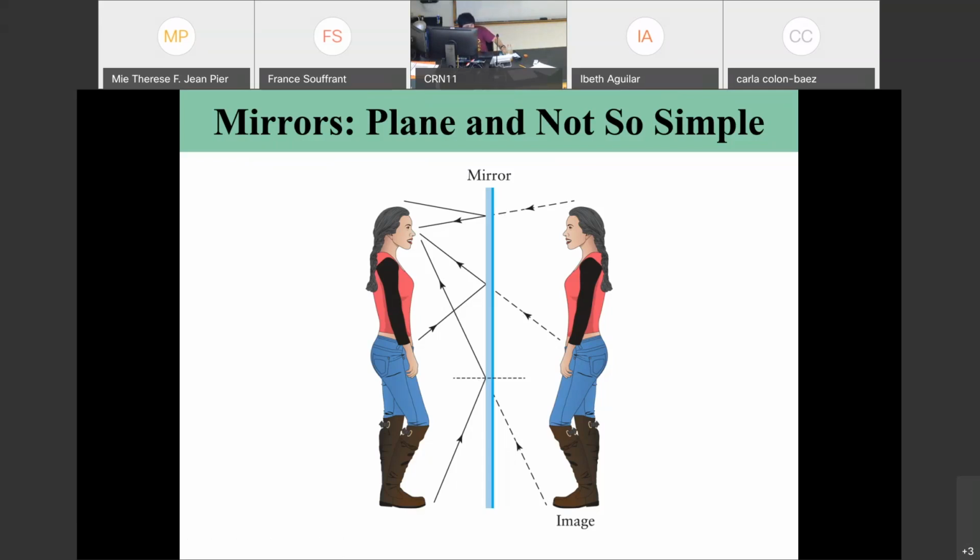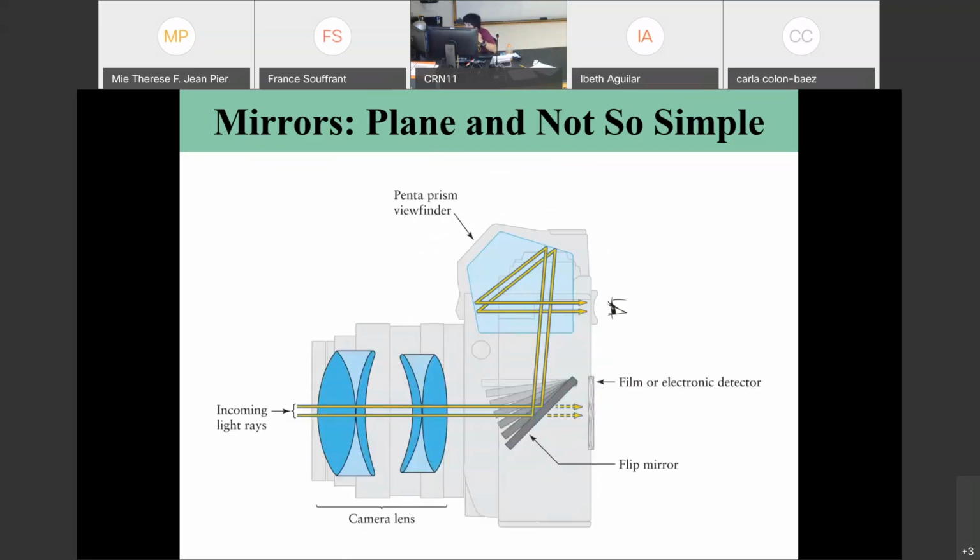Now, just as you probably expect, in science, plane mirrors are just okay. We can use them to re-reflect light or reflect light, for example, in a camera. That's an old camera, right? You have a camera lens, and then you have a flip mirror there, and you have the film. Nowadays cameras use chips and pixels, and it's different. It's not really film, but that's how it used to work.